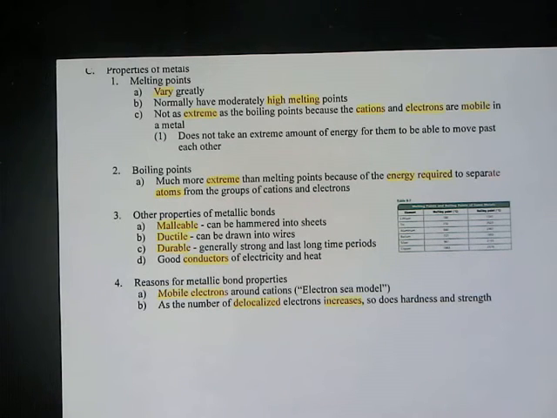There is not going to be a definite or an extreme melting point, but for the most part, they have high melting points because we still have a lot of positive nuclei surrounded by a lot of those electrons, all right? Our boiling points are much more extreme and require a lot more energy to separate those atoms. Think about this. You have a group of people.